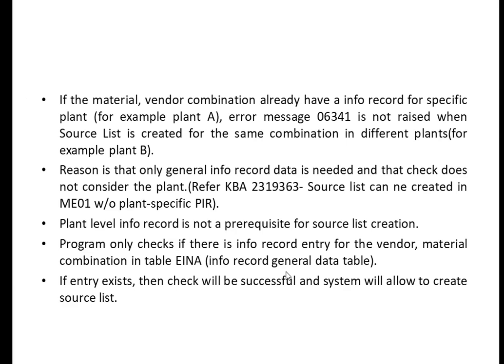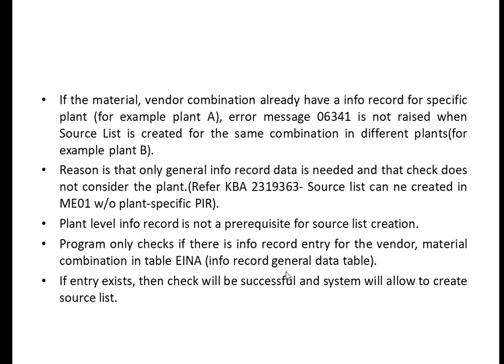Why? Because for source list creation, the info record is required at general data only. It means that the info record general data is required. The system will not check whether that info record plant data is present or not, right? It means this plant level info record is not a prerequisite for source list creation.